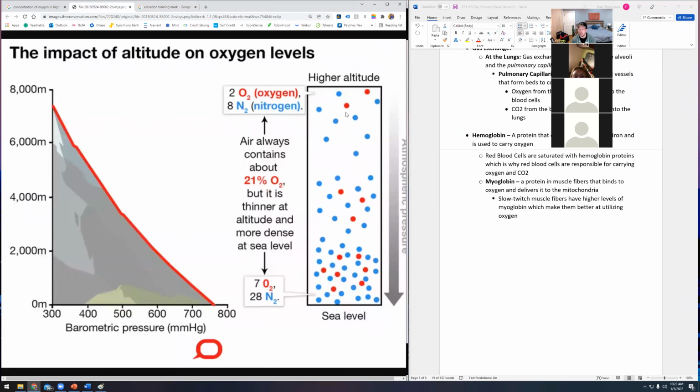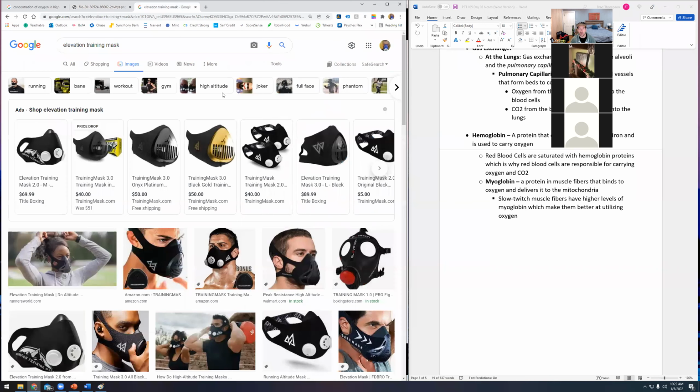When you go up here, your body will go, holy crap, we are not bringing in very many oxygen molecules. We need more hemoglobin so that we can attract oxygen better. And that's what will happen. Your body will make more red blood cells. It'll make more hemoglobin in those red blood cells. And then your body becomes an oxygen attracting magnet. So people will wear these masks.